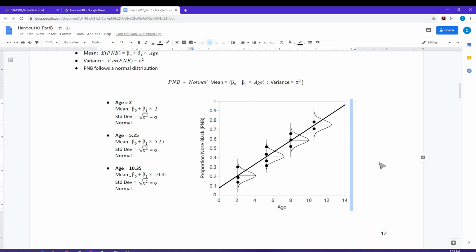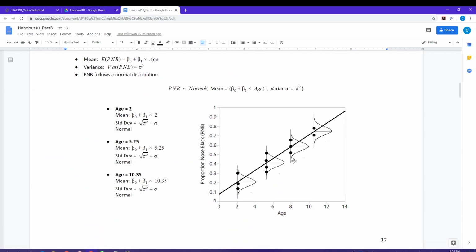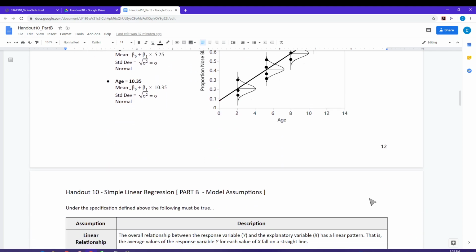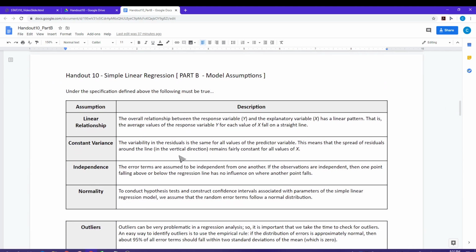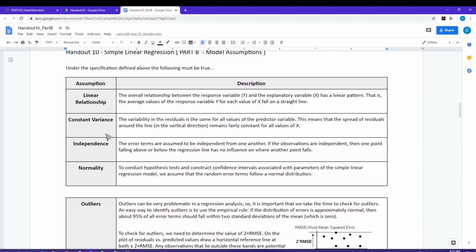So this is the theoretical consideration for a simple linear regression model. Now, under that specification up above, the following must be true. So these are the assumptions. These first four are the assumptions.